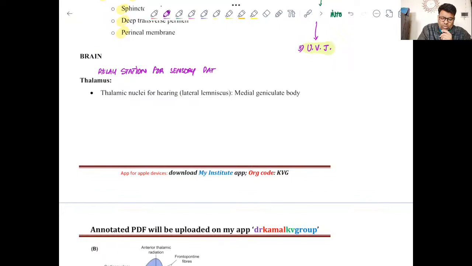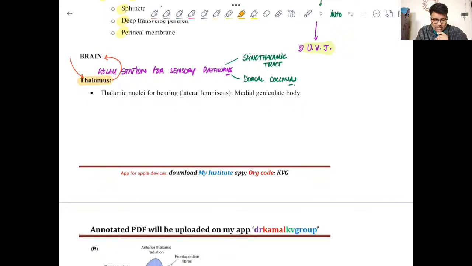Clear? So all the sensory pathways will firstly reach the thalamus, and from the thalamus the third order neurons will reach the brain. Right? So all sensations carried by the spinothalamic tract or dorsal column, clear, even vision, all the sensations will reach the thalamus first. So the thalamus is the relay station.